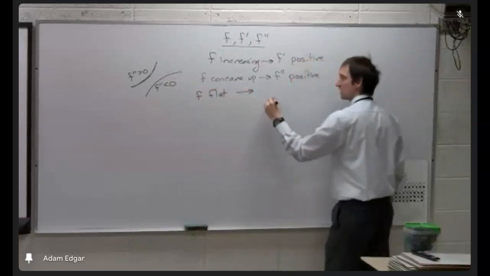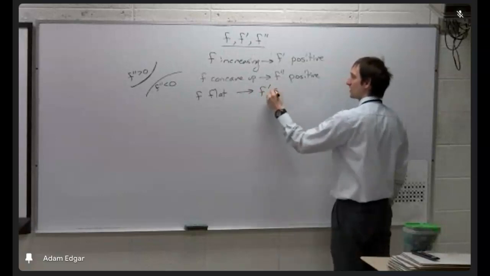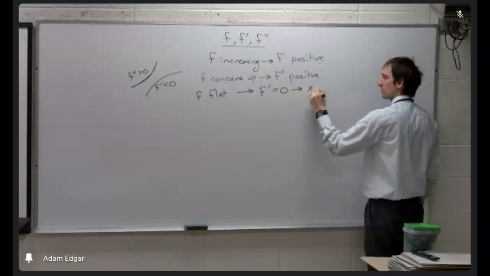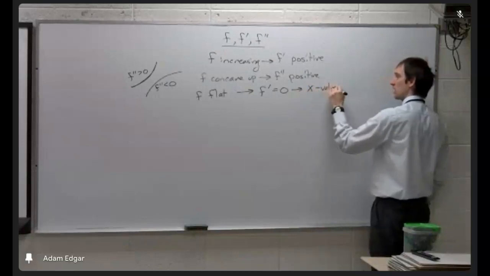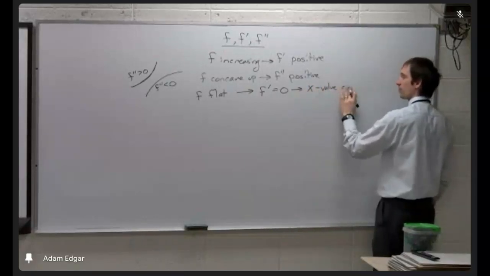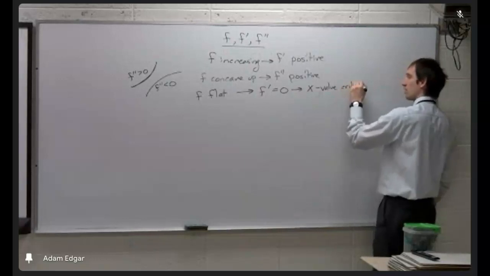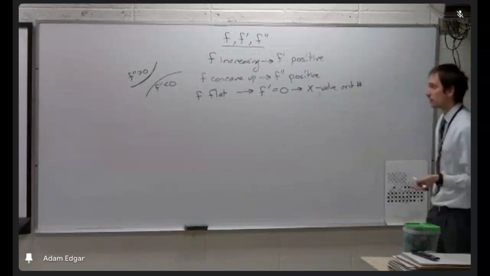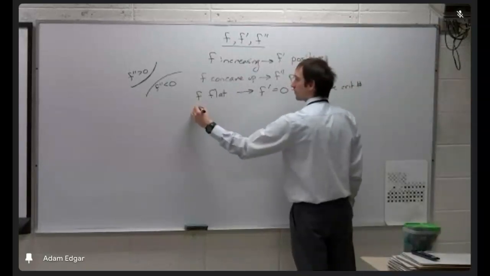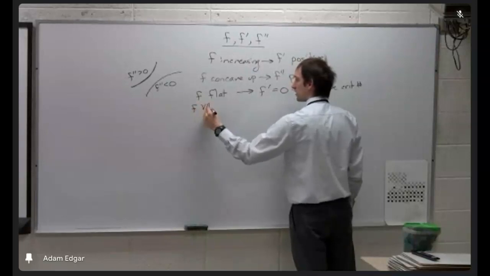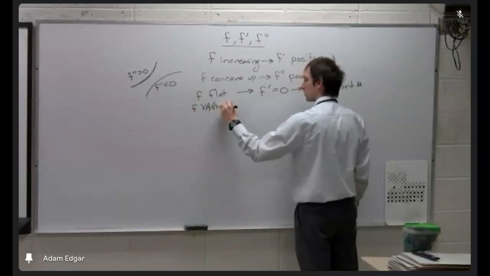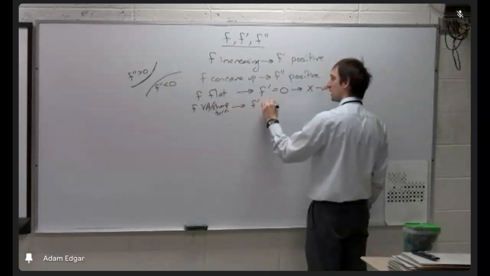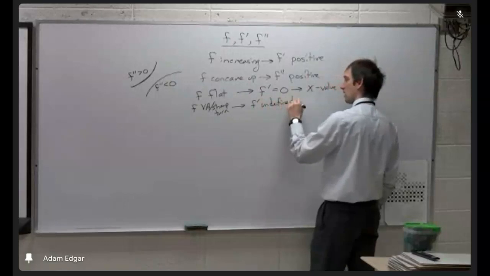If f is flat, that means f prime equals 0, and that's what we call a critical number. So the x value is called a critical value, a critical number. And that's where you might have a relative extremum. Also, if f has a vertical asymptote or a sharp turn, that means f prime is undefined, and that's also a critical number.